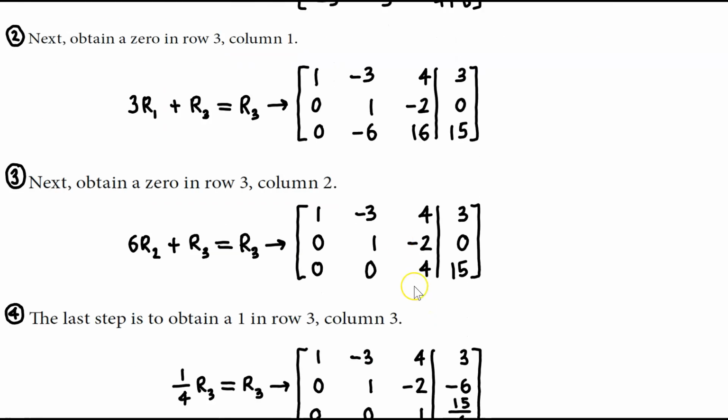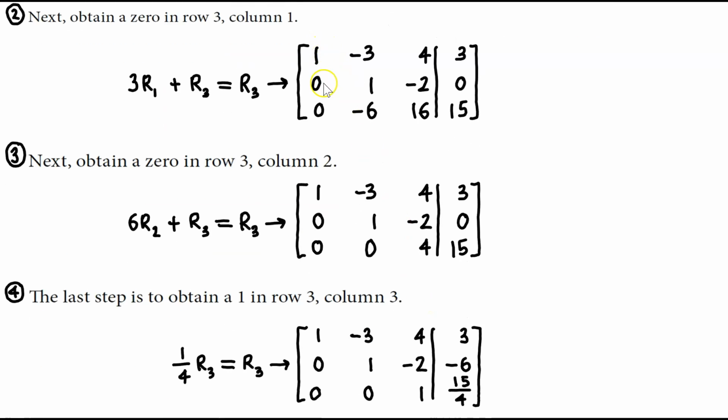So now we have 1 in the upper left-hand corner. We have a 0 and a 0 here. We have a 1 here. So we want to make this a 0. So we're going to use row 2 now and use that 1 and multiply it by the opposite of whatever this number is, which is -6. So we're going to multiply it by 6. So you're going to multiply row 2 by 6 and add it to row 3.